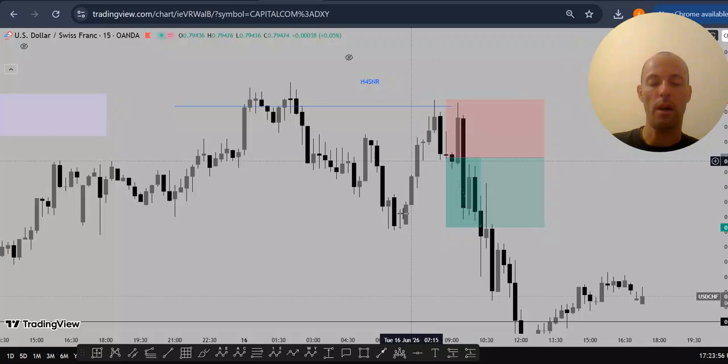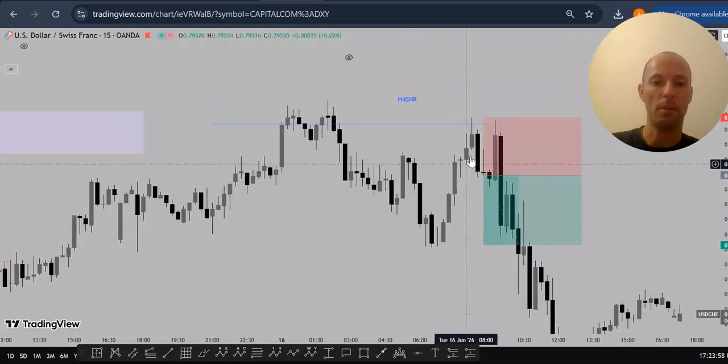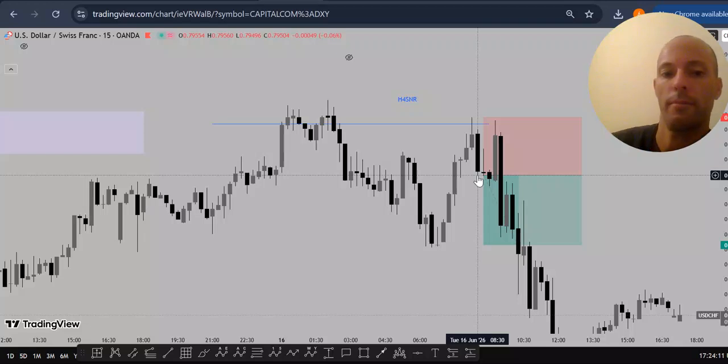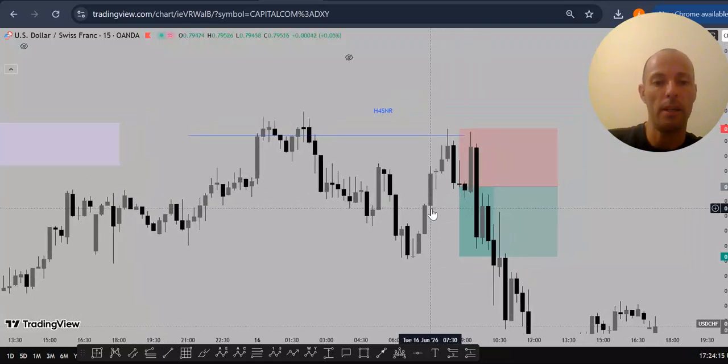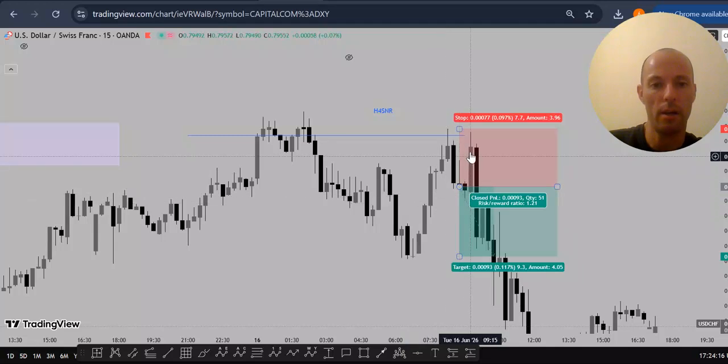I just waited for it. It can be many things, but in this case it was an engulfing candle. Look how beautiful this candle is. So that's enough confirmation for me to take the trade. Immediately after, price made a pullback, almost hit stop loss, and then it went to TP.